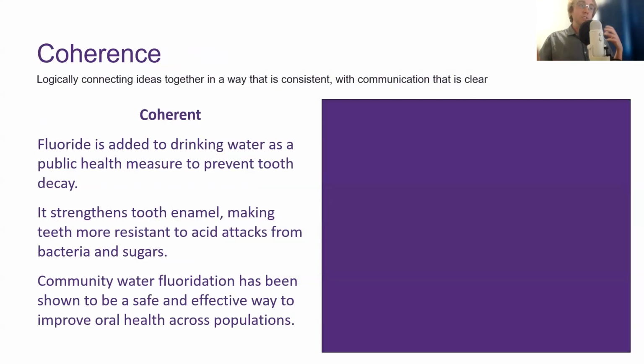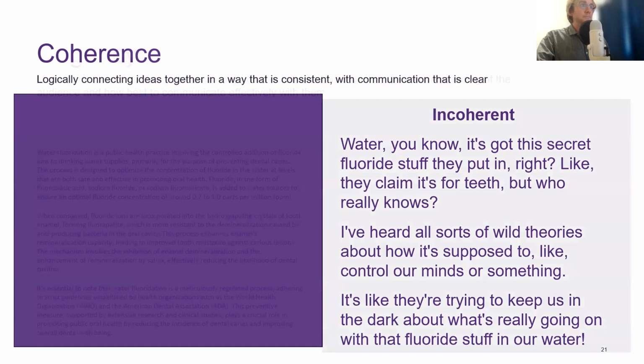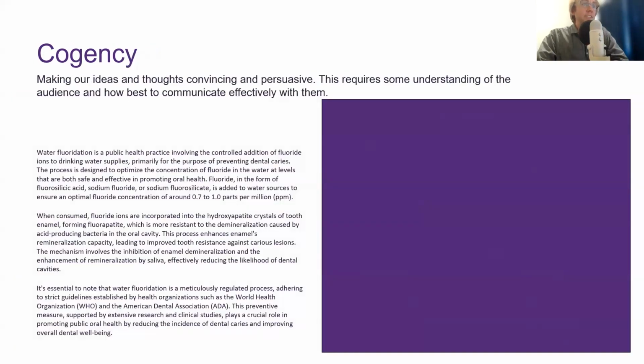Coherence is about logically putting together ideas in a way that the communication is clear. So a coherent one might be giving some information about fluoride, and an incoherent one might be the ramblings of a person who is an anti-fluoridation conspiracy theorist. Lastly, I wanted to talk about cogency, which is about making our thoughts convincing and persuasive in context. It has to do with your thinking about what the audience will react to.